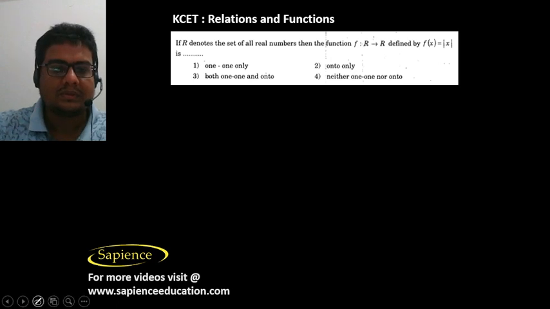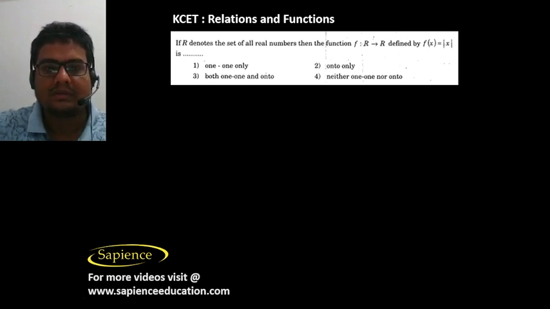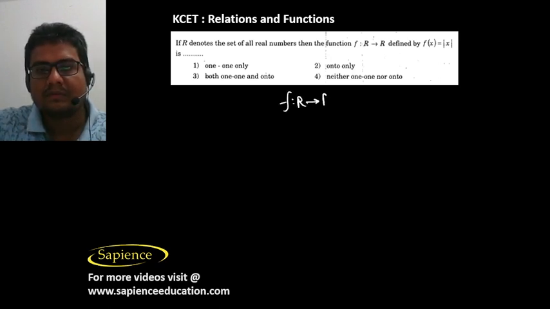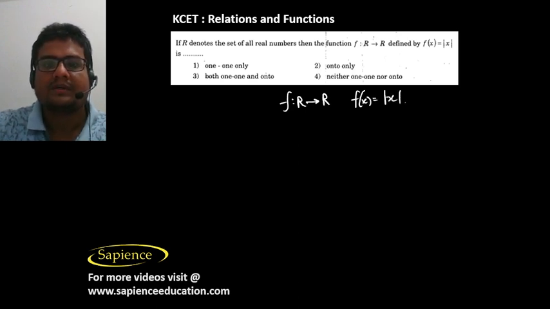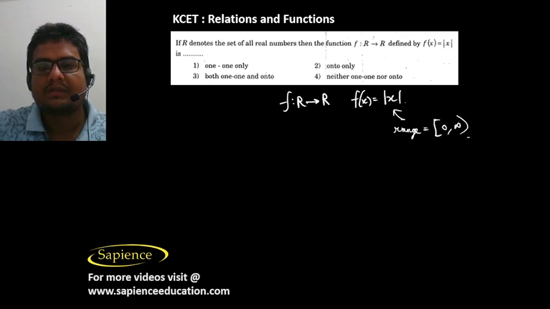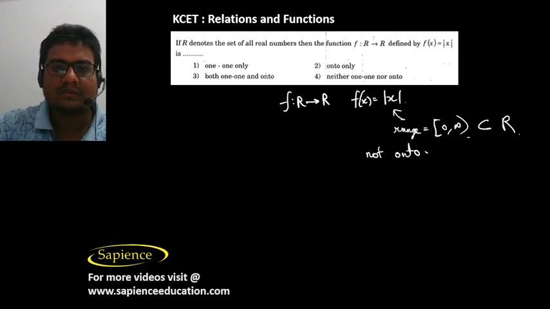Then it is told that if R denotes the set of all real numbers, then the function f maps R to R defined by f of x equals mod x. So the range of this function, actually this will be from 0 to infinity. It means that here the range is a subset of the codomain, which is R. So it means that it is not onto. It is not onto. And it is not 1 1 also, since why?